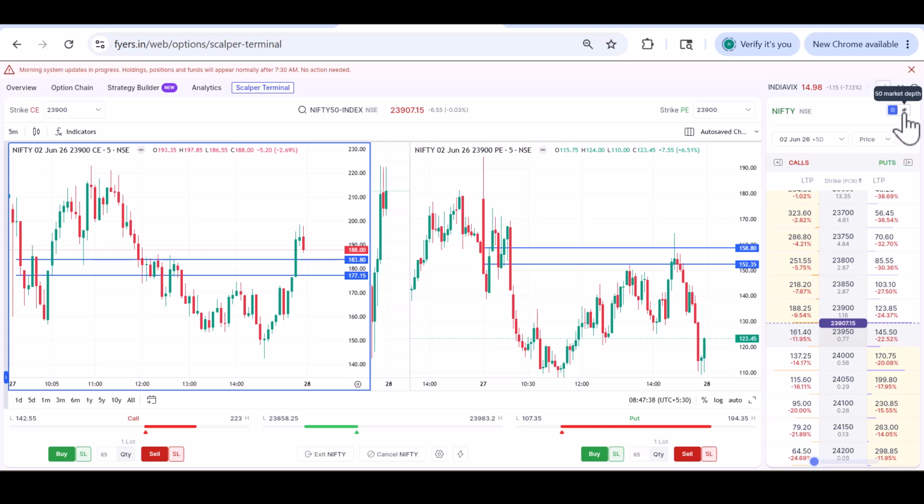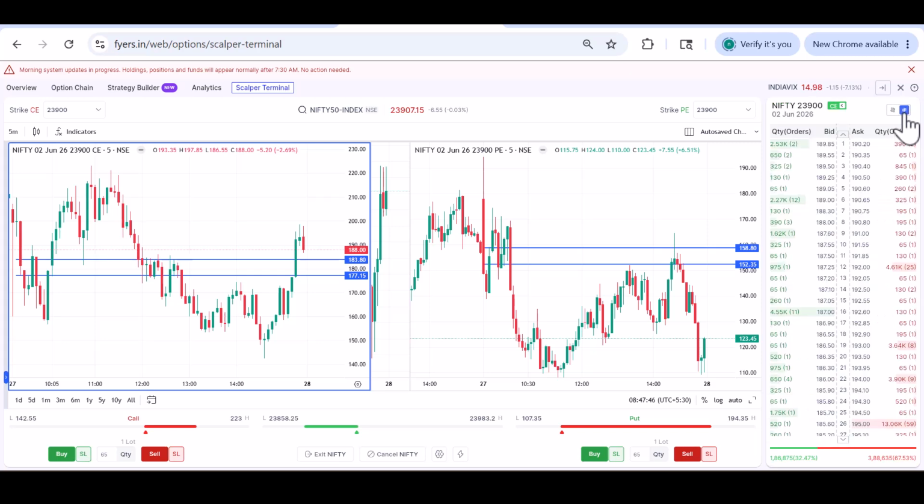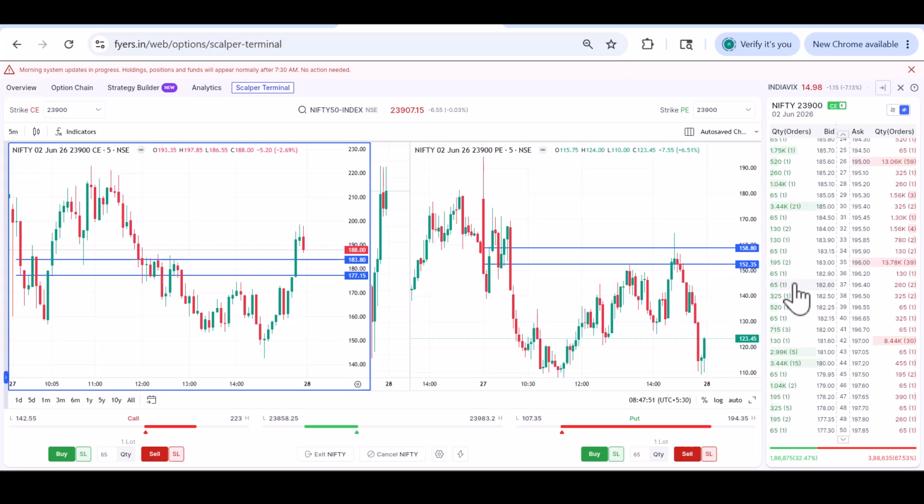Then you can see at the top right corner, market depth 50. Earlier we got only 5, but now we get 50 market depth, for both CE and PE. So for both CE and PE, we will find bulk order quantity levels.